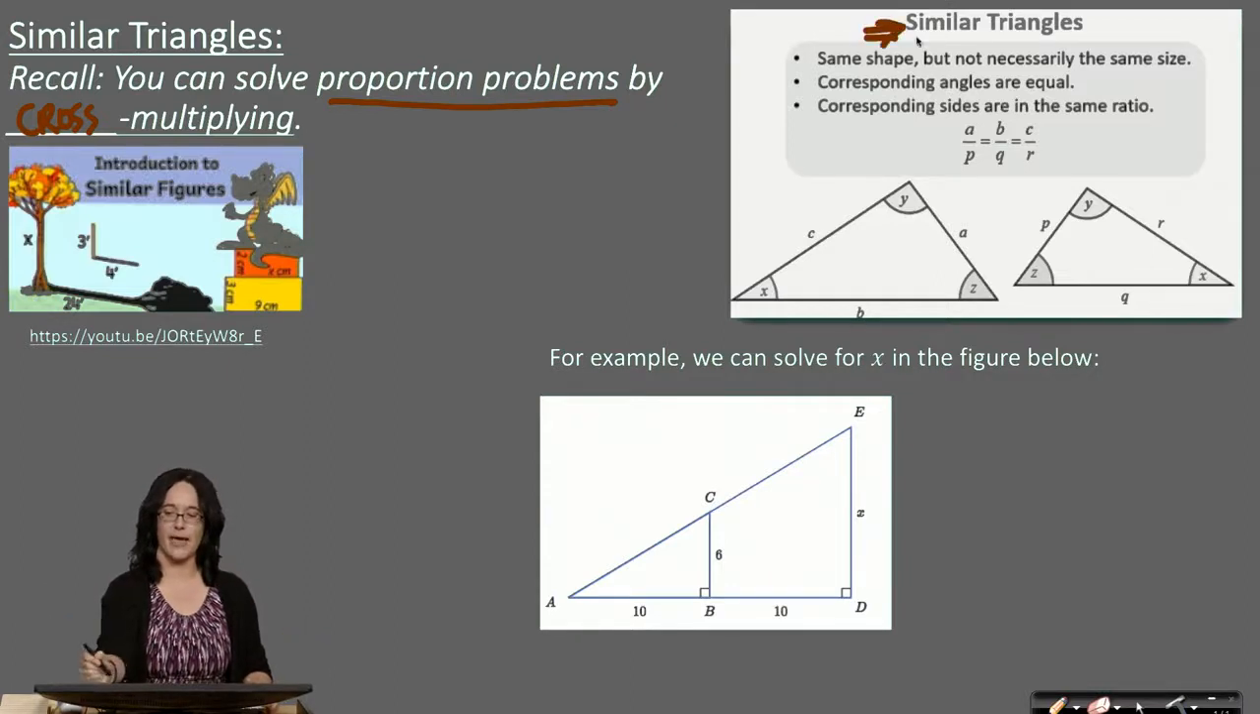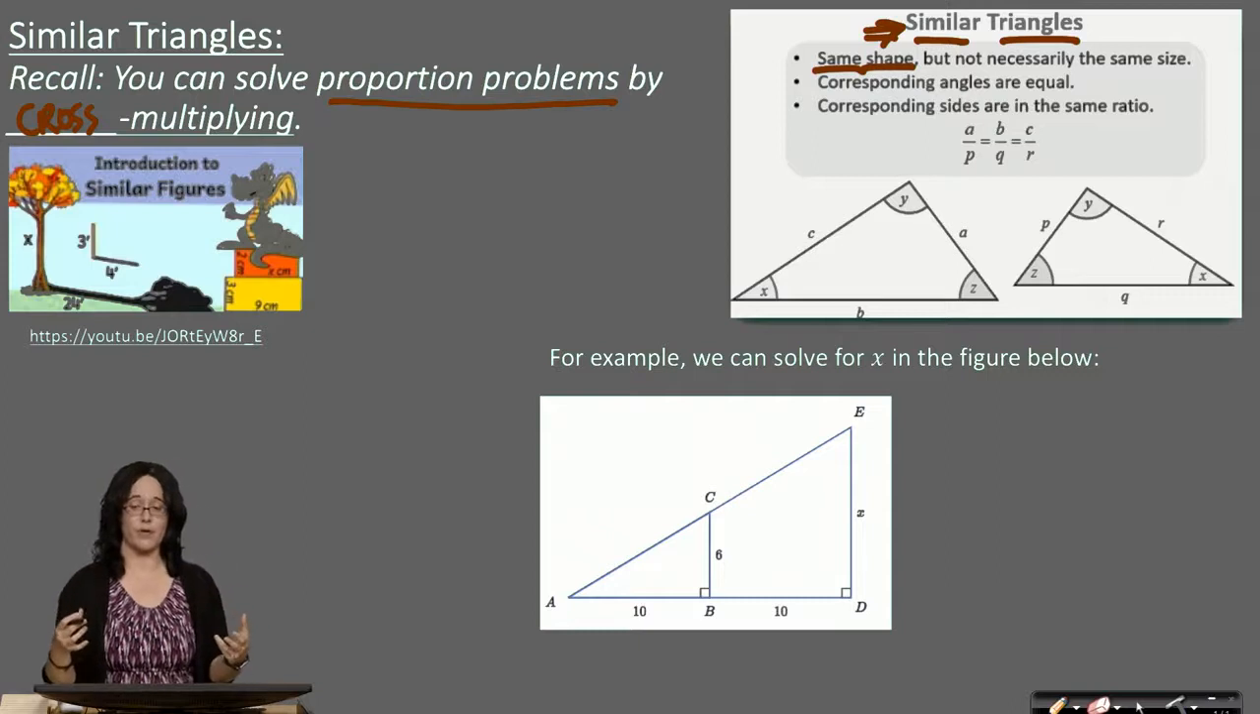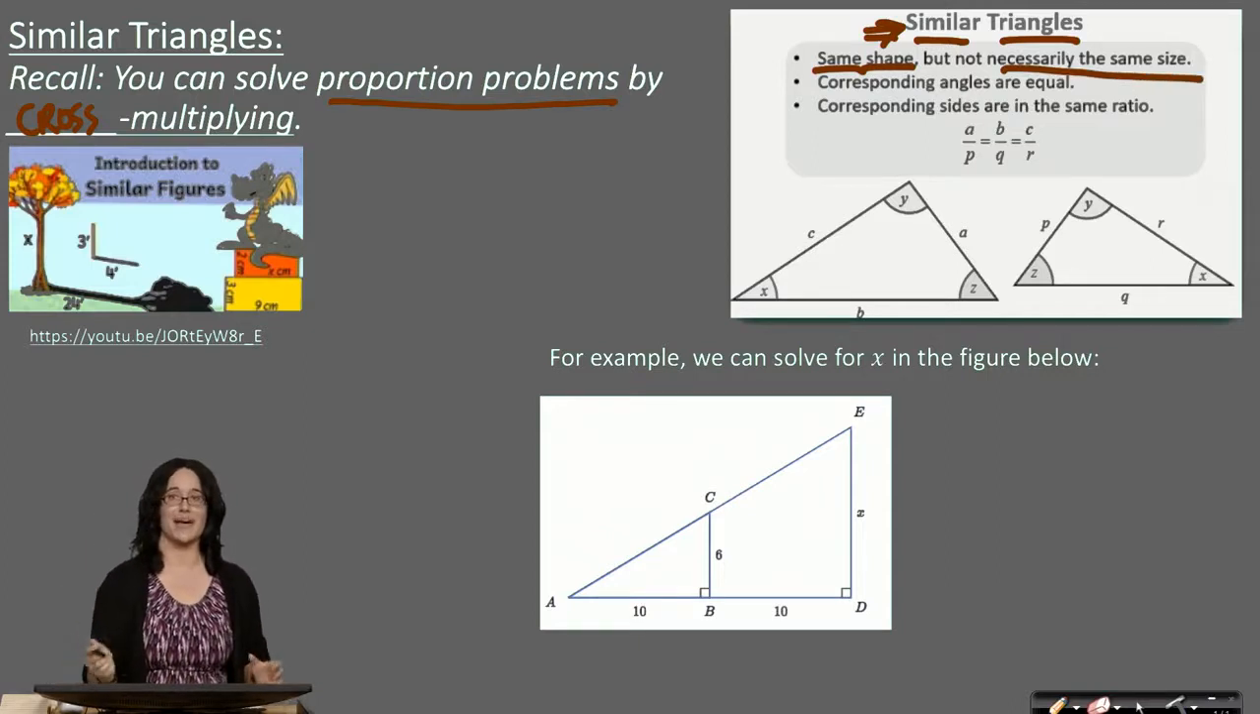What do we mean by a similar triangle, okay? So by definition, we're talking about two shapes, in this case triangles, but they could be other objects as well. These two shapes are basically the same shape. What I mean by that is they have all of the exact same inside angles or interior angles, but they're not necessarily the same size, right?